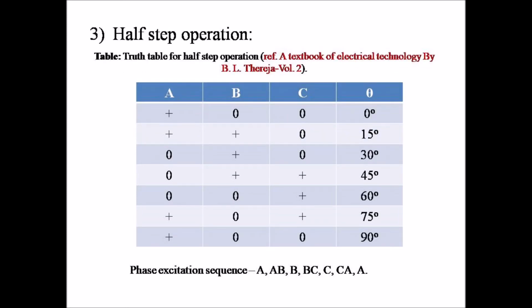The third one is half-step operation. Half-step operation is the combination of one phase and two-phase on mode in alternate manner. The phase sequence in case of half-step operation is A, AB, B, BC, C, CA, and again A. So as we have already seen, energizing phase A results in the rotor movement such that the rotor teeth 1 and 3 get aligned with the stator teeth 1 and 4.